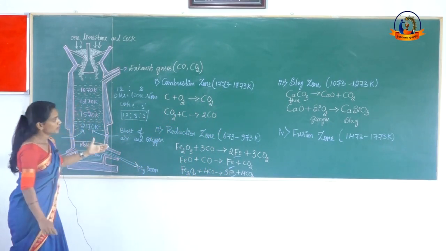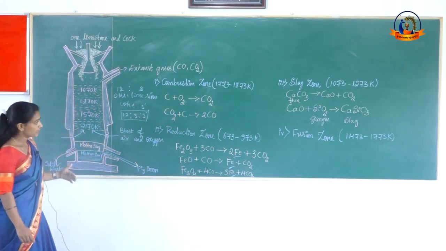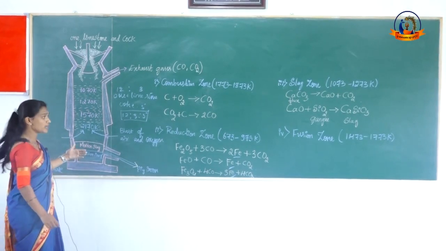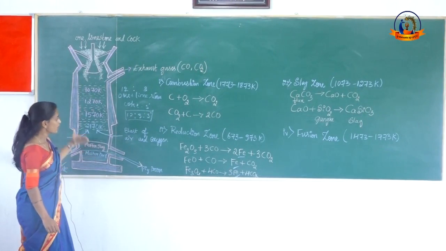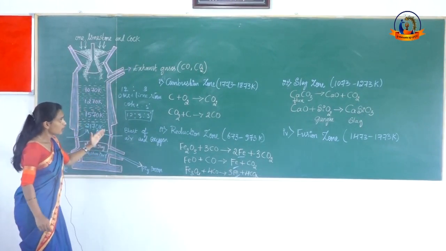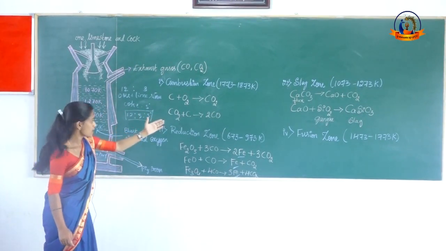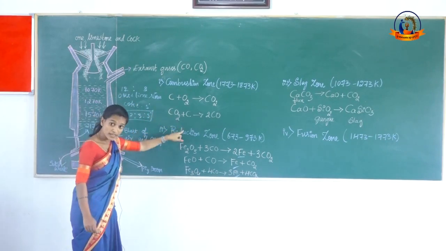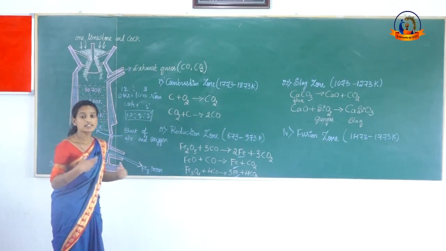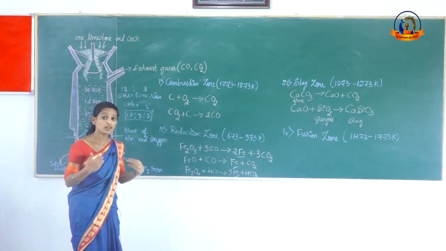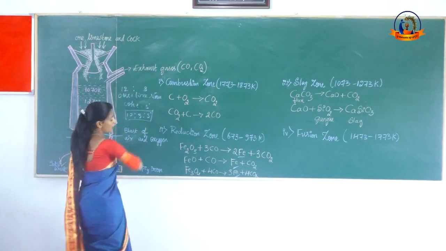At the beginning, what happened? A combustion takes place. In the combustion, the coke combines with the supplied oxygen and liberates carbon dioxide. If that carbon dioxide combines with the coke, it leads to the formation of carbon monoxide. These are the exhaust or unwanted gases, and they will be released at the top region.